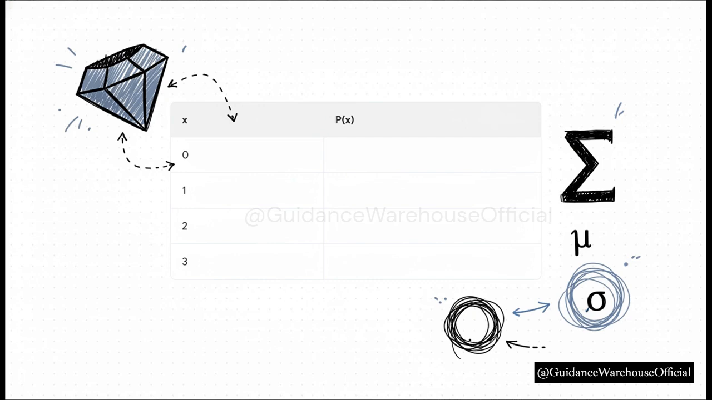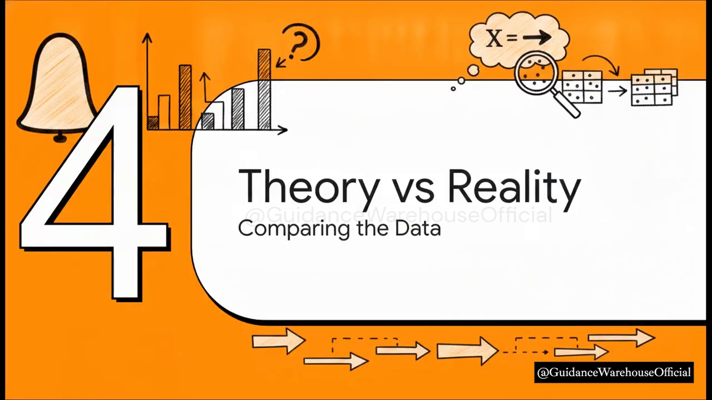X is still 0 through 10, but now instead of observing real frequencies, we use the binomial formula to calculate p of x, the precise theoretical probability of getting exactly that many diamonds. This perfectly smooth mathematical distribution gives us our theoretical mean, represented by the Greek letter mu, and our theoretical standard deviation, represented by sigma. Now for Section 4, comparing theory and reality.